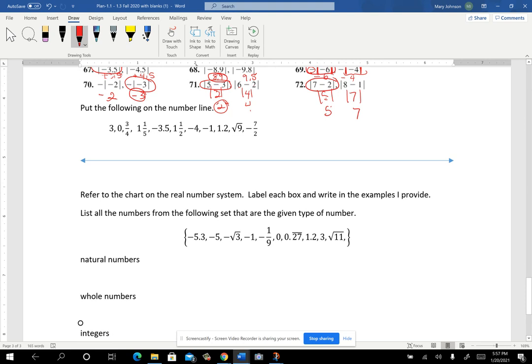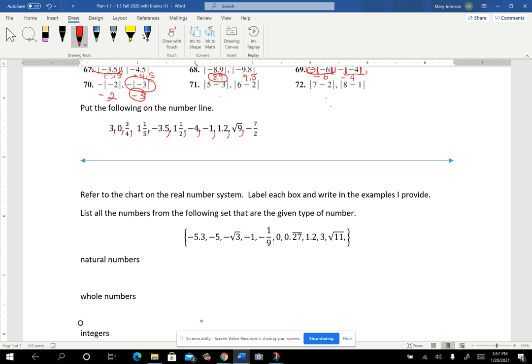All right, what I want to do first is look at putting these numbers that you see on a number line. That's a whole bunch of numbers. The commas are separating the numbers. Okay, so let me just exaggerate those commas. So we have a whole bunch of numbers we're trying to put on a number line.